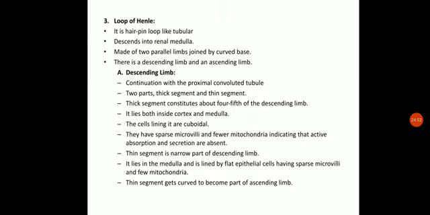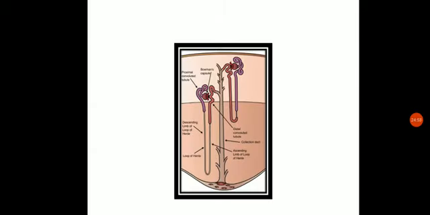Now the loop of Henle is made up of two parallel limbs joined by a curved base. So here we can say they are basically formed by two parallel limbs. This is one, this is the second one. These both will be present as limb-like structures, and they are connected by a curved base.